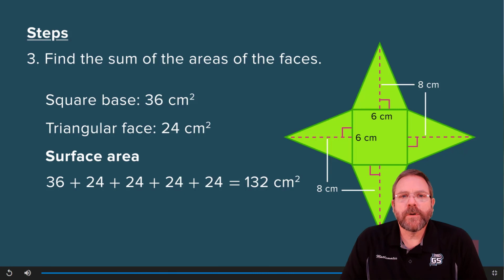That is it for part 1 of this video. Come back and watch part 2 next, where we're going to apply the skills we just learned in this short little clip about how to find the surface area of various pyramids.